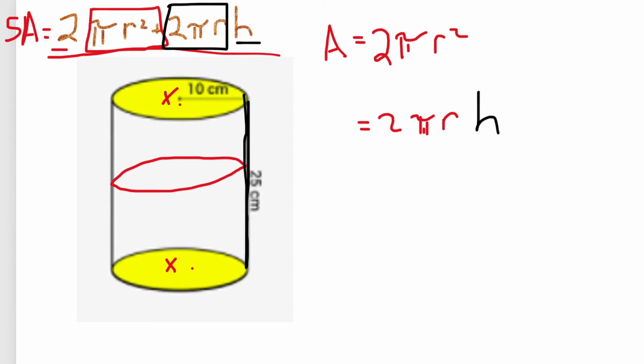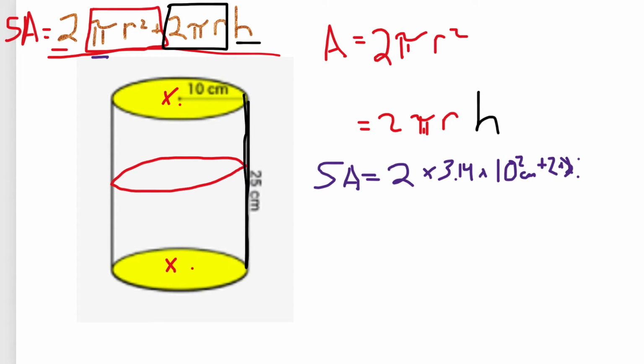So now let's plug everything in. The surface area is equal to 2 times pi, 2 times 3.14, times 10, and this is centimeters, so it's going to be squared. So 10 centimeters times 10 centimeters, plus the 2 times 3.14 times the 10 centimeters times the 25 centimeters. Okay, so what does that equal?